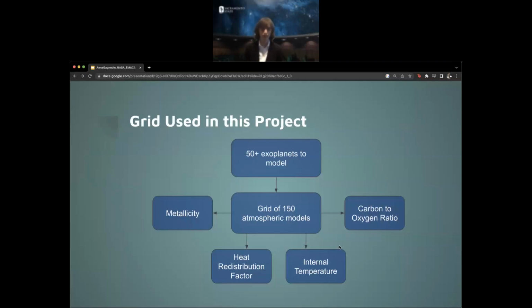There'd be a lot of methane, and a ratio less than 1 would mean that the atmosphere is water vapor dominated, or it's water dominated, so there'd be less methane because there's less carbon available.